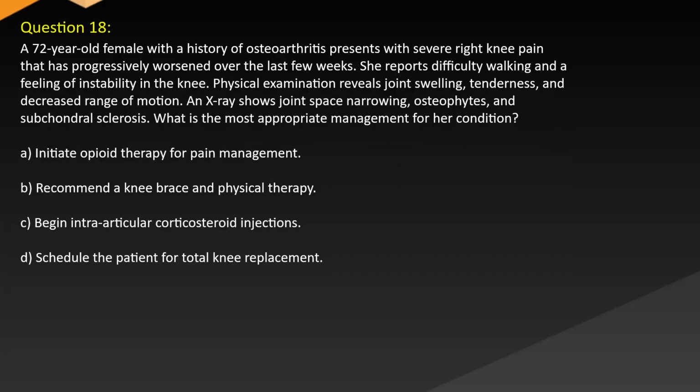Question 18. A 72-year-old female with a history of osteoarthritis presents with severe right knee pain that has progressively worsened over the last few weeks. She reports difficulty walking and a feeling of instability in the knee. Physical examination reveals joint swelling, tenderness, and decreased range of motion. An X-ray shows joint space narrowing, osteophytes, and subchondral sclerosis. What is the most appropriate management for this condition?